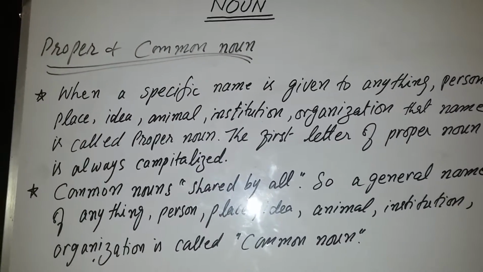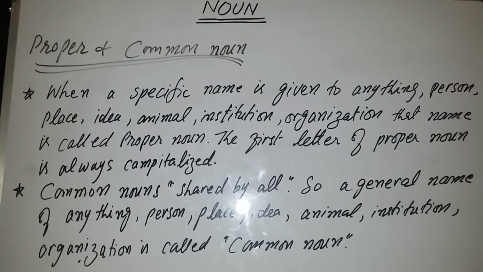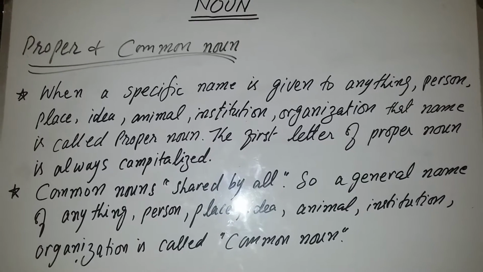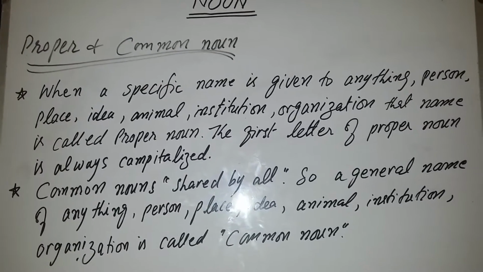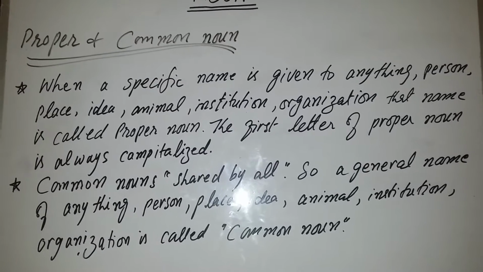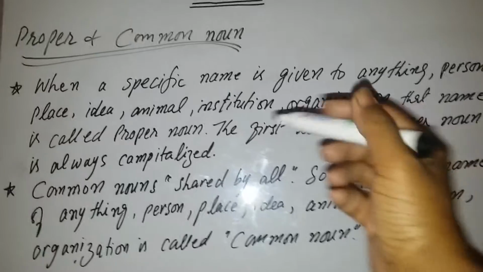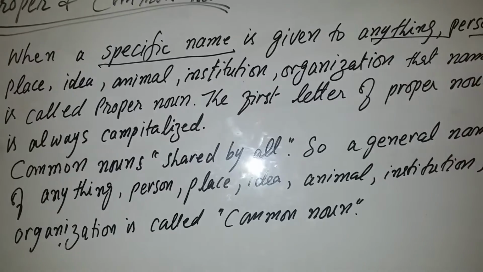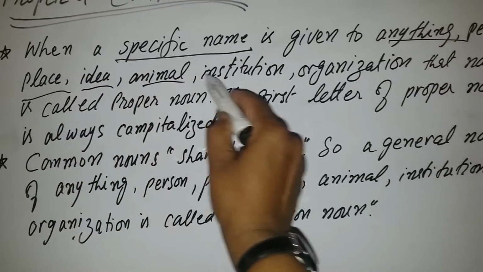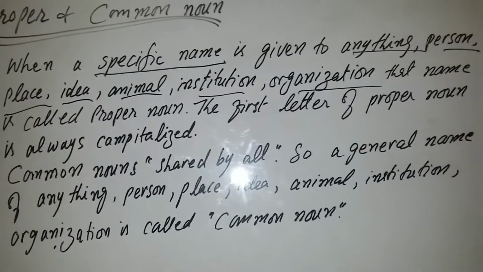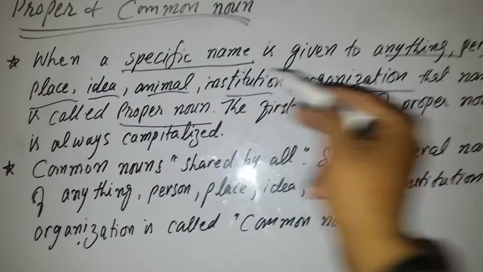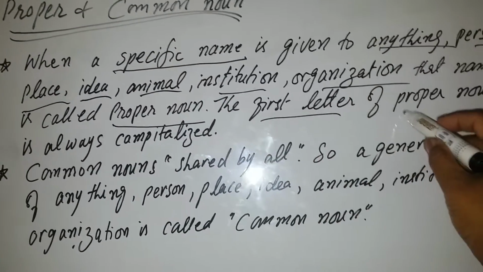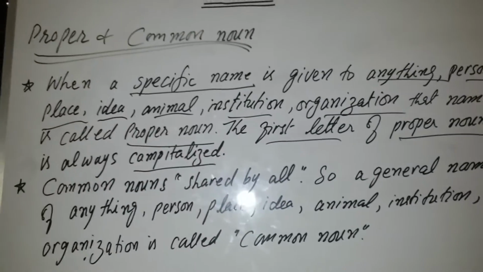Okay, the definition of proper noun. When a specific name is given to anything, person, place, idea, animal, institution, or organization, that name is called a proper noun. Specific name. And the first letter of a proper noun is always capitalized.